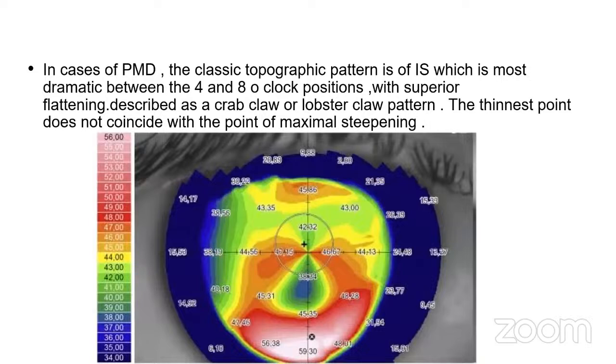This is a map showing the case of pellucid marginal degeneration. The classic topographic pattern is of inferior steepening, which is most dramatic between 4 o'clock and 8 o'clock position with superior flattening. Described as the crab claw or lobster claw pattern, the thinnest point does not coincide with the point of maximal steepening.